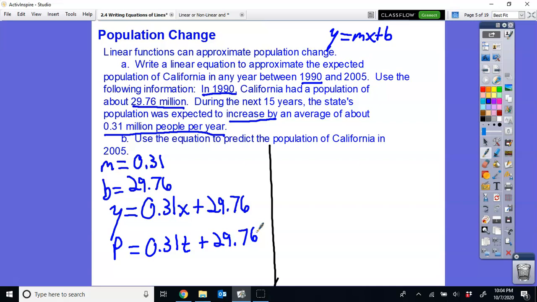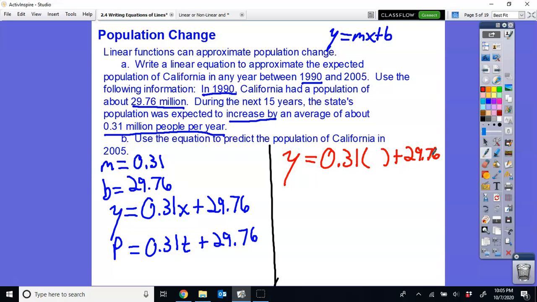Well, 2005 is 15 years after 1990. So that means 15 years of that increase, 15 years of 0.31 million people per year. So what we do now is actually use our function. This is what is called substituting a number in for x. We are substituting an input in to get an output.